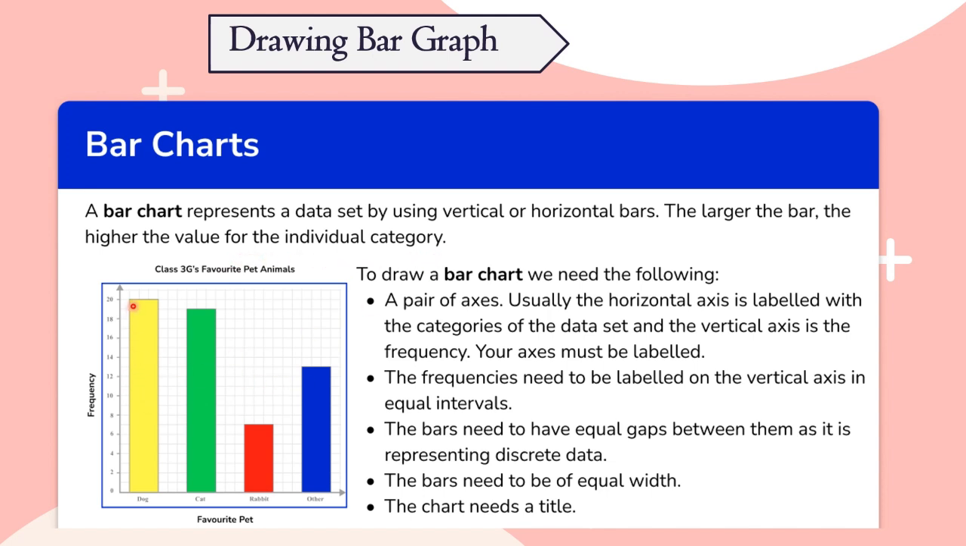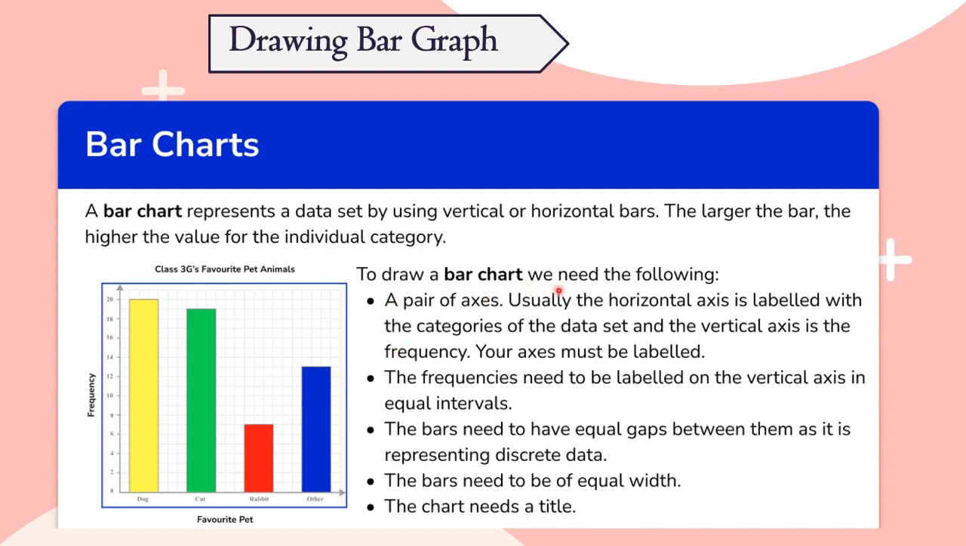You can see this is the longest bar here. Favorite pet, that is the data collected. You have the dog, the cat, the rabbit, and others. And this is the frequency. I told you the numbers. The number of each animal is represented on the vertical axis.